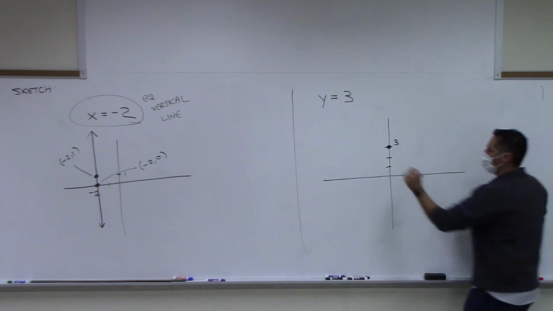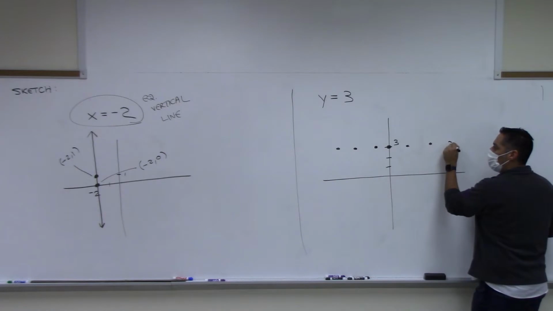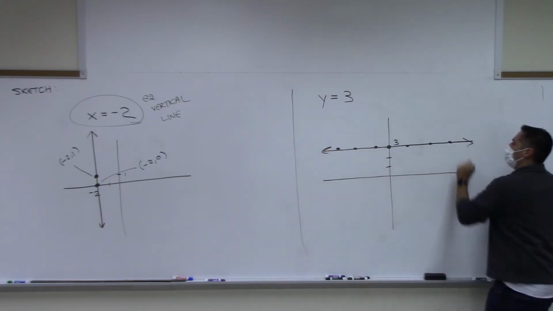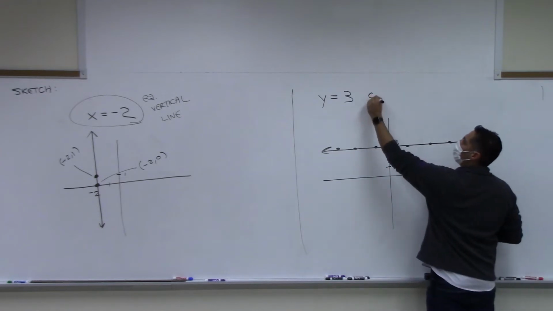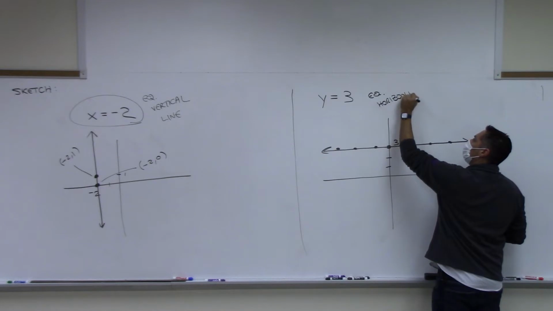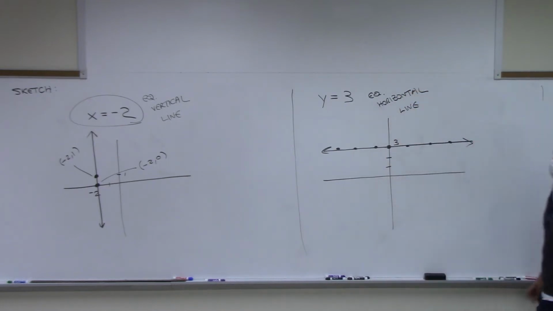3 would work. So that would work, all of these would work, right? Those all have a y of 3, so just draw a line. So this is the equation of a horizontal line. All right. Questions?